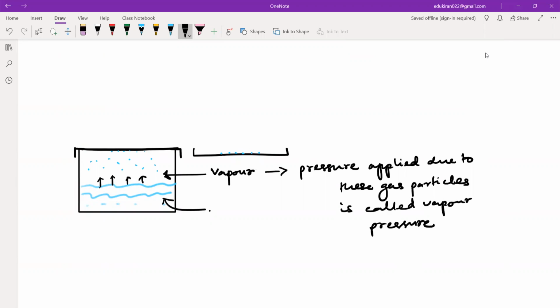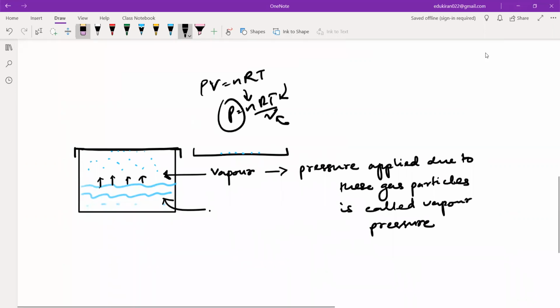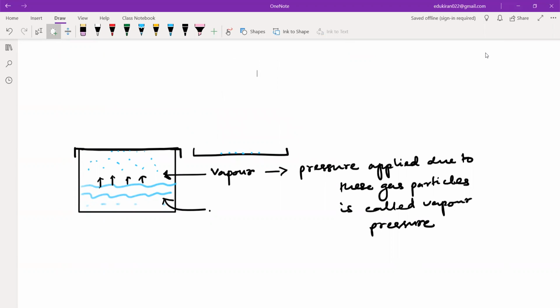Now these particles of gases will be applying pressure because PV is equal to nRT. So P is equal to nRT by V. If you have n number of moles, the volume is V and the temperature is T, then it will be applying P pressure. So there will be a pressure applied by the vapor, and those vapors are formed by the liquid that is present, and that is why this is known as vapor pressure.